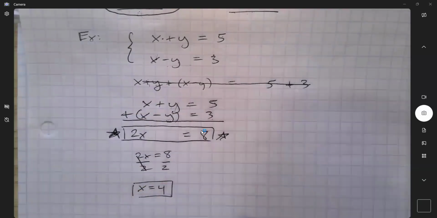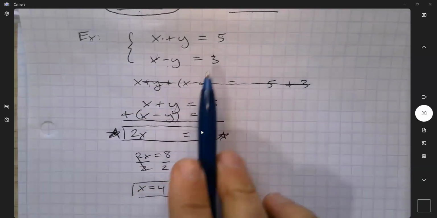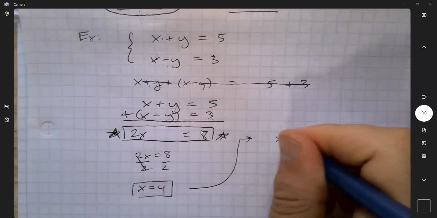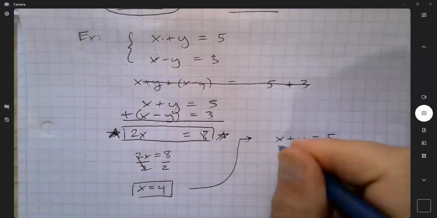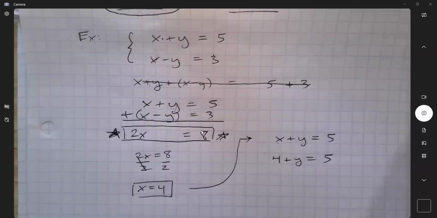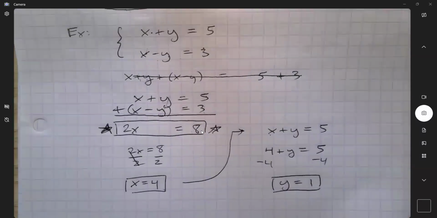That's one of my solutions. And then I pick either of my original equations, like x plus y equals 5, and I know that x equals 4, so I go back through and I substitute for x, and I end up with y equals 1 as my other solution. And if you've been following along in the videos, this is like the 6th time we found this coordinate pair as a solution. It's really as simple as adding one equation to the other.